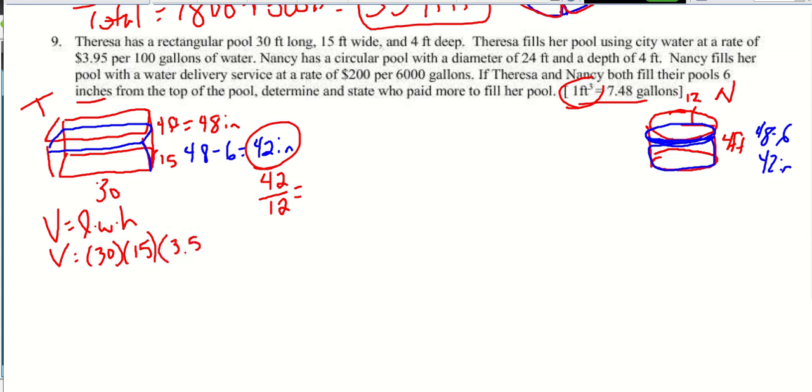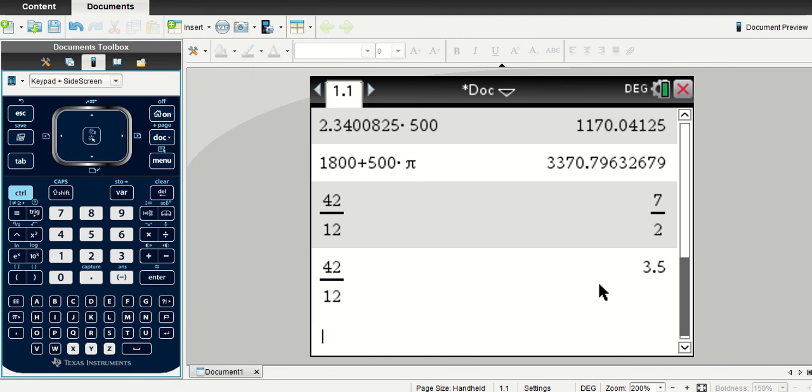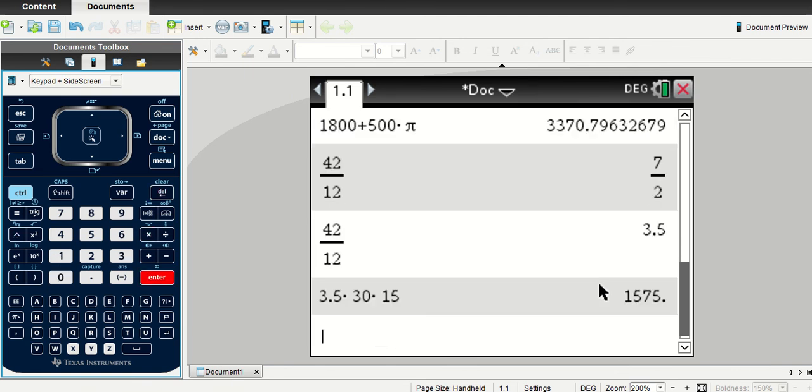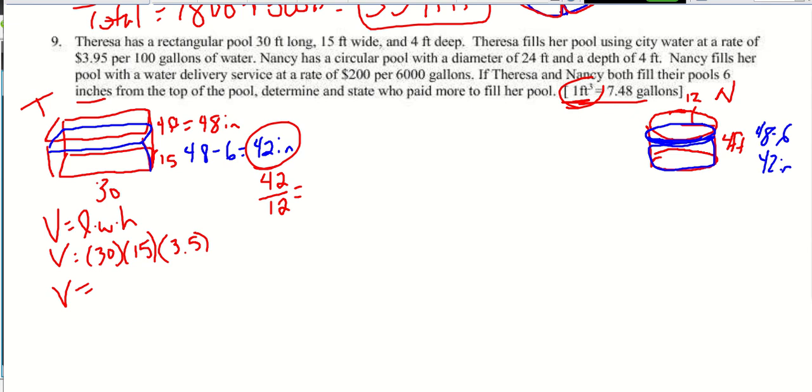And then this is times 3.5. And I know I want to convert back because this is in cubic feet here. So we've got to make sure we're using feet. All right. And so we end up with 30 times 15 times 3.5. So 30 times 15, we end up with 1,575. All right, we'll go do the volume over here next.